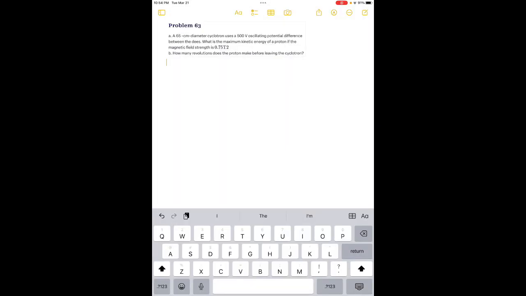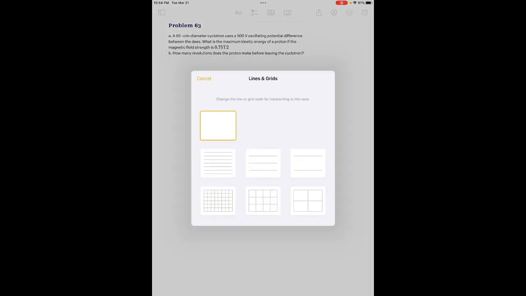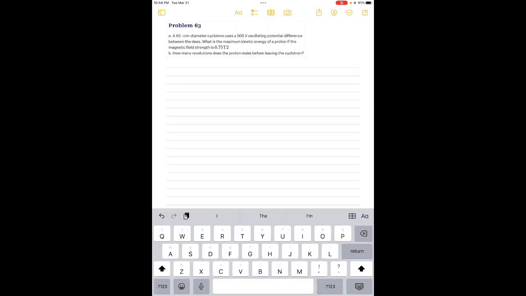Welcome back for another session, and this problem has to do the same thing with the cyclotron. As usual, we have a diameter and we have a voltage, and we have to look for the kinetic energy, and they give us the magnetic field strength. So what are we gonna do?